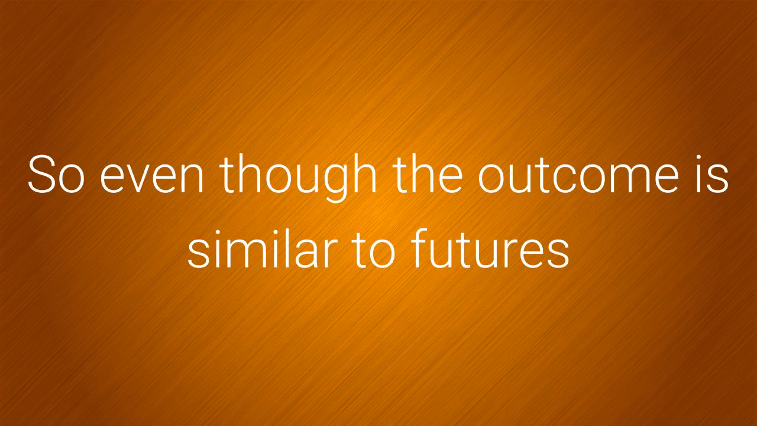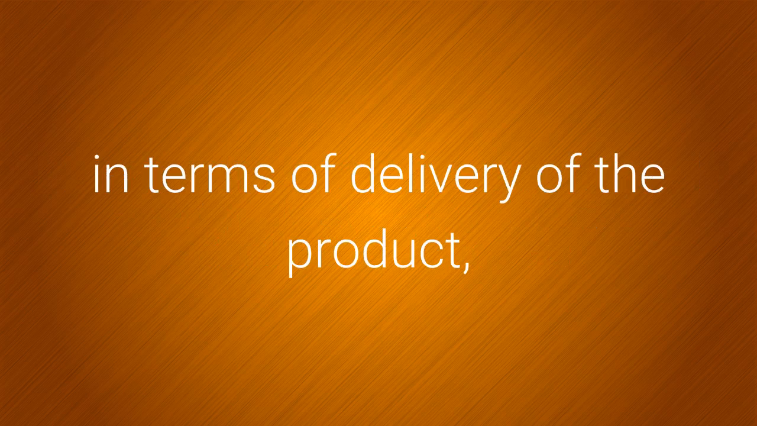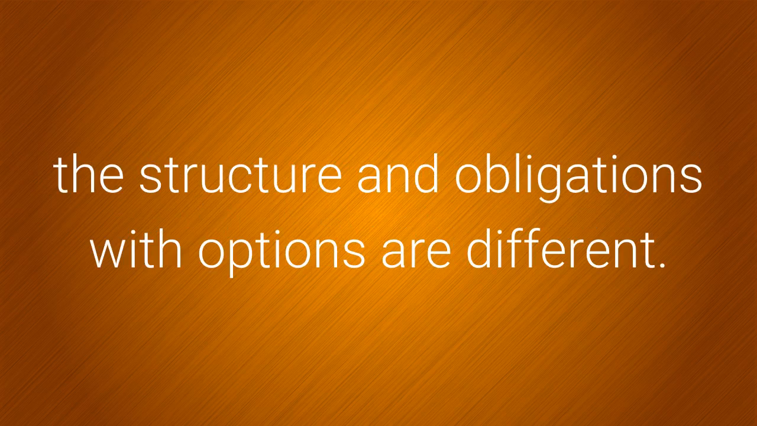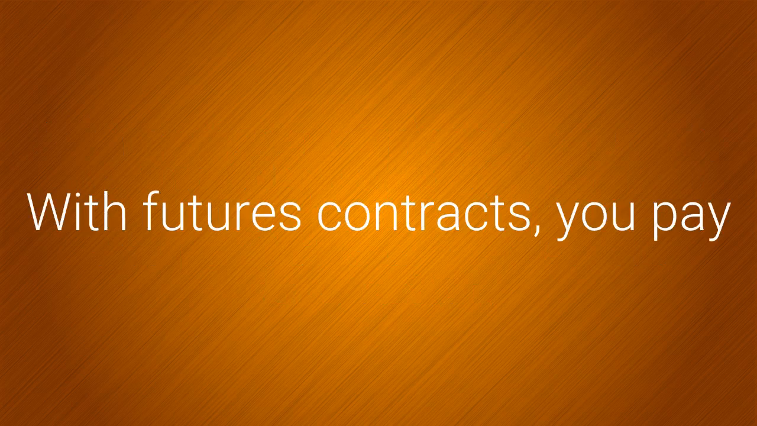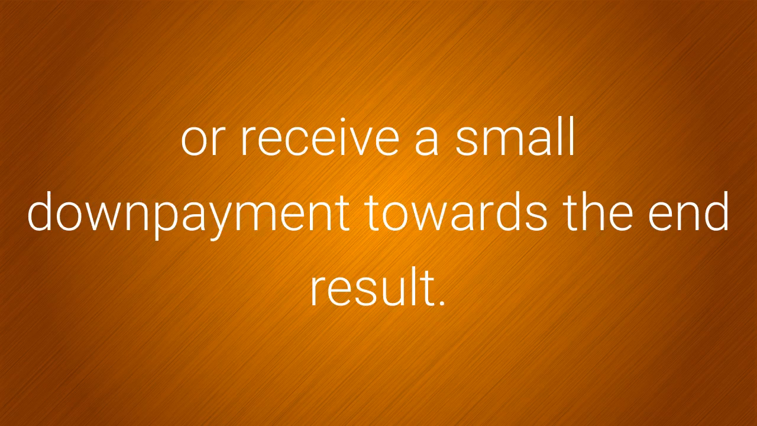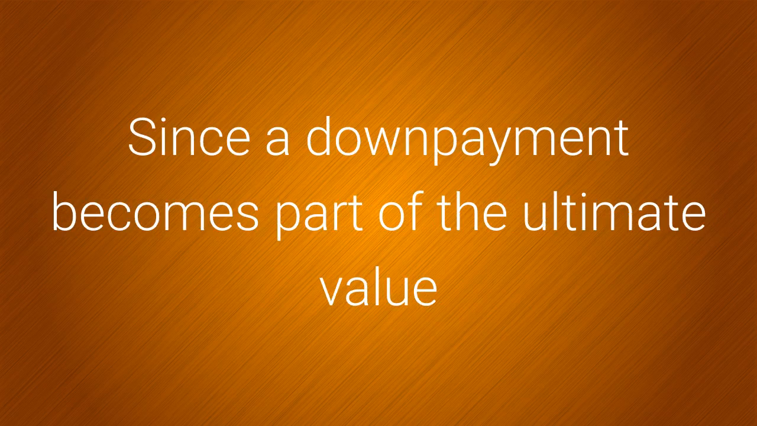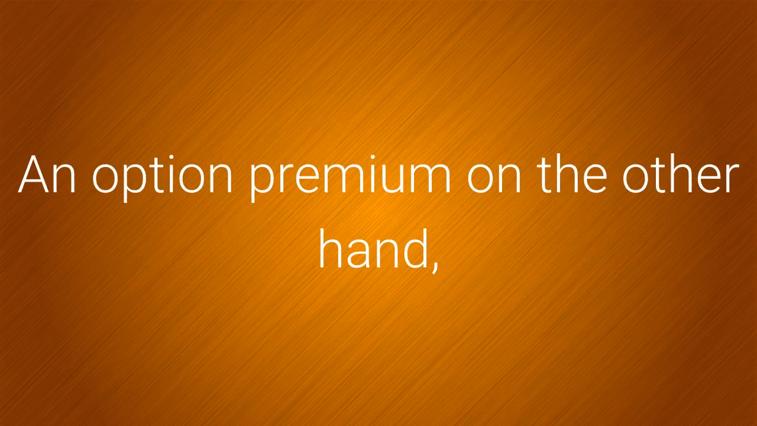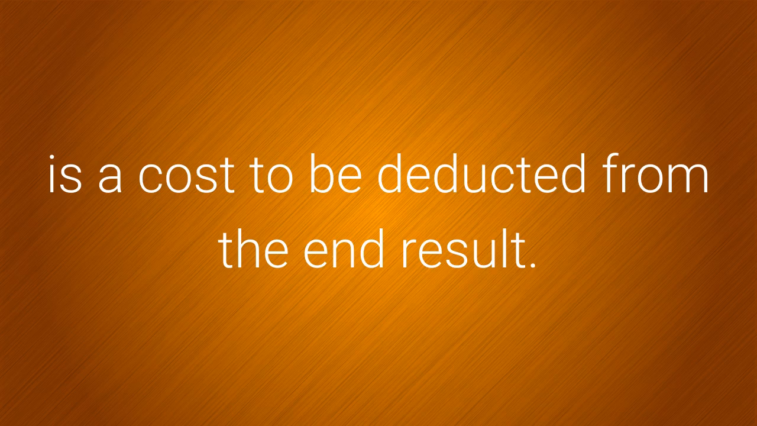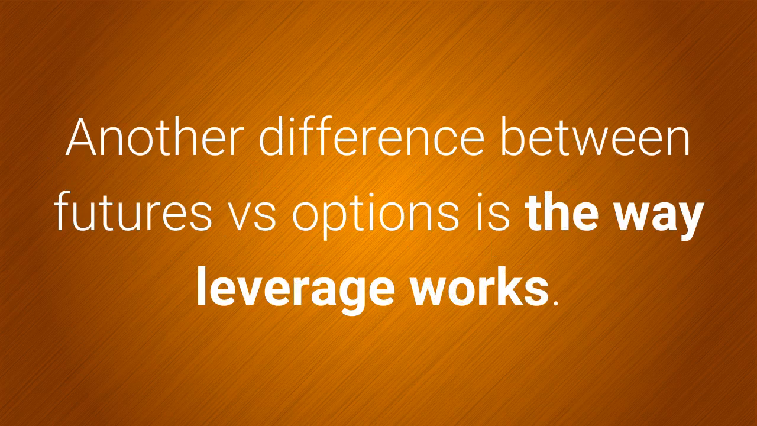So even though the outcome is similar to futures in terms of delivery of the product, the structure and obligations with options are different. With options contracts, you pay a premium for the right to the end result. With futures contracts, you pay or receive a small down payment towards the end result. Since a down payment becomes part of the ultimate value, there is effectively no entry cost apart from brokerage. An option premium, on the other hand, is a cost to be deducted from the end result. Another difference between futures and options is the way leverage works.